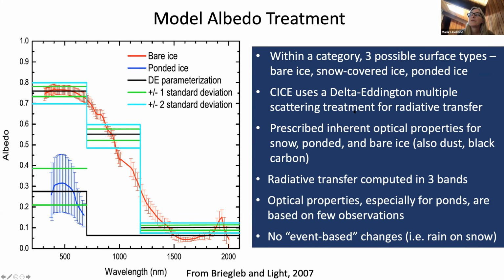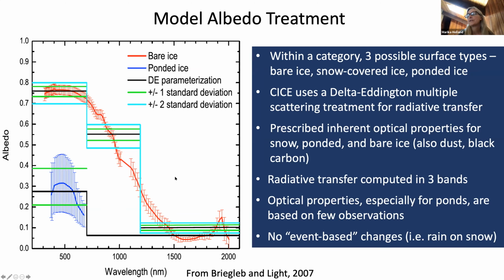We use a Delta Eddington multiple scattering treatment for that radiative transfer. In doing so, we prescribe inherent optical properties for snow, ponded, and bare ice, and also dust and black carbon. The radiative transfer is computed in 3 bands. This shows the albedo as a function of wavelength, from observations shown for bare ice in the red and ponded ice in the blue. And then you can see how the model represents this in the black lines for these 3 different spectral bands.